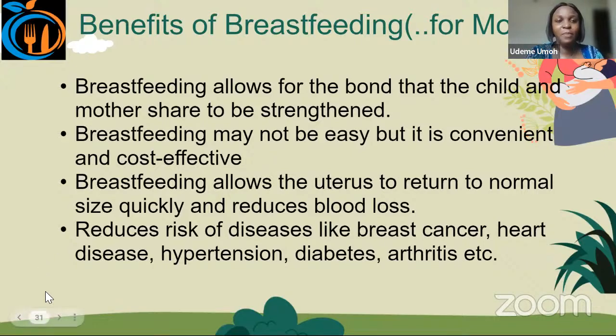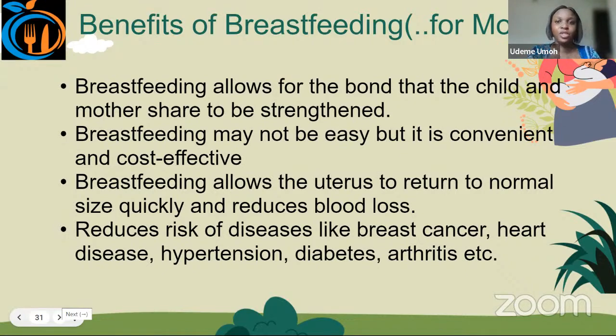Okay, so what are the benefits of breastfeeding? Because I get that most women are beginning to feel like, oh, I'm a career woman, I don't want to breastfeed. My breast is going to sag. All those plenty excuses. The moment you decide that you want to bring another person to this world, you have to ensure that you are ready for it, to make the sacrifices, to make the inconveniences around that.